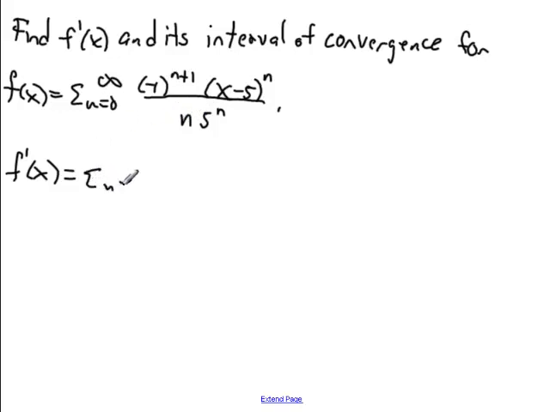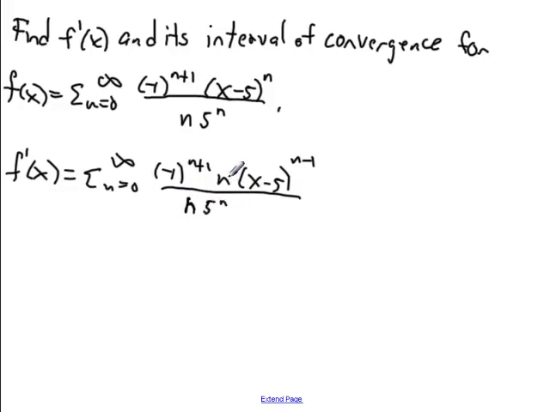So we get the sum from n equals 0 to infinity of negative 1 to the n plus 1, multiplied by n times x minus 5 to the n minus 1, all divided by n times 5 to the n. And a little housework, the n's cancel.